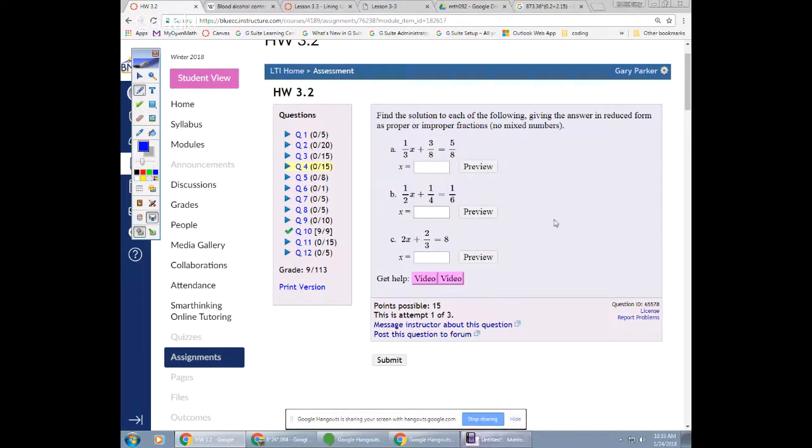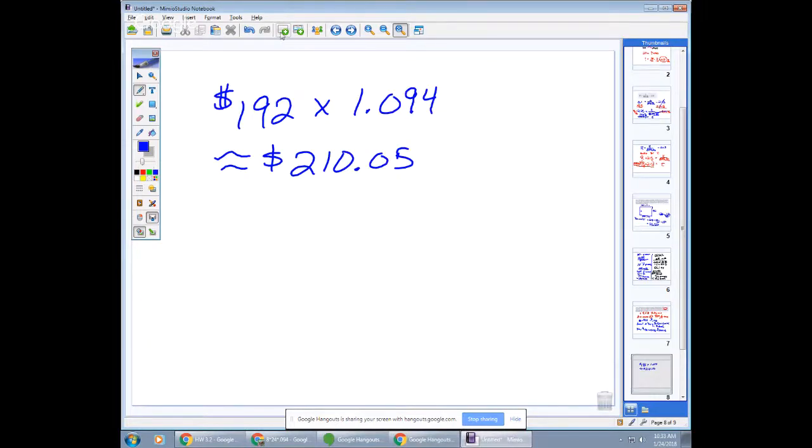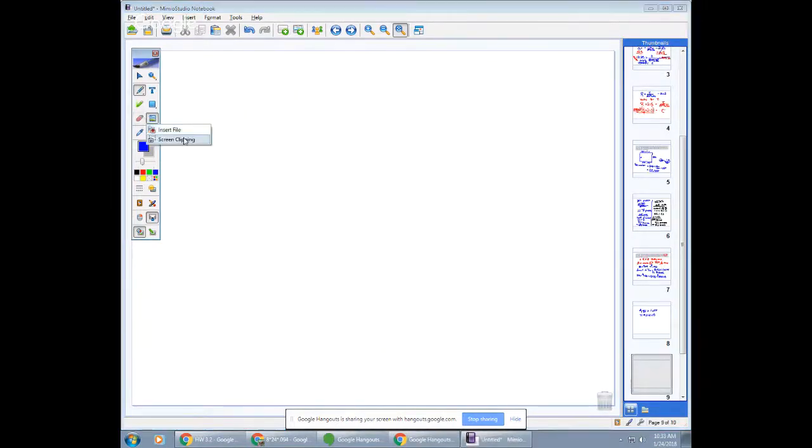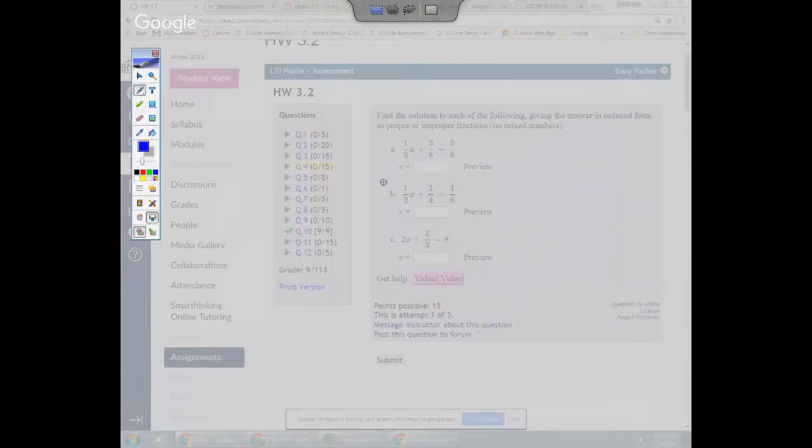So I'm going to do, I don't know which one looks good. B, A, they're about as hard as each other. Let's do B. All right, so let me get a screenshot of that. New page, screenshot. B.